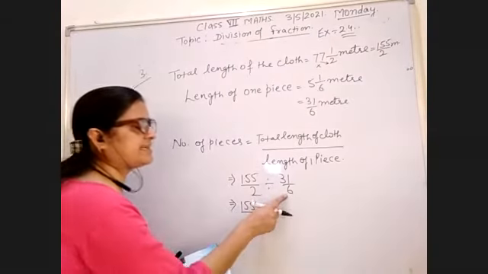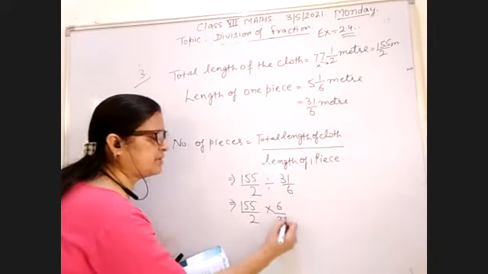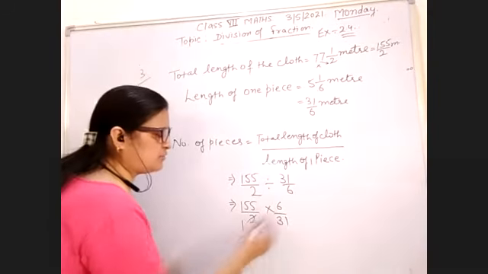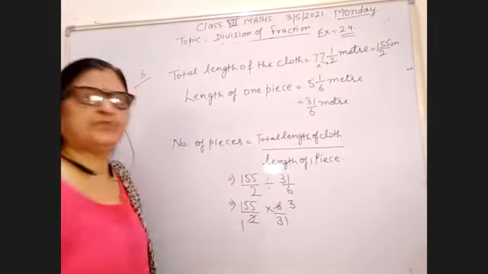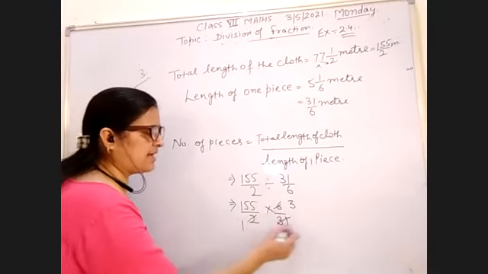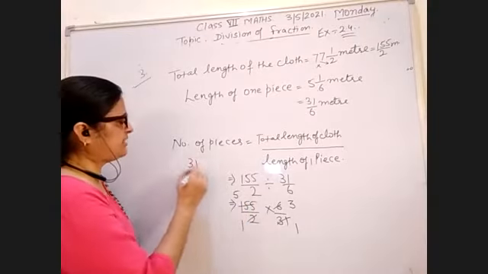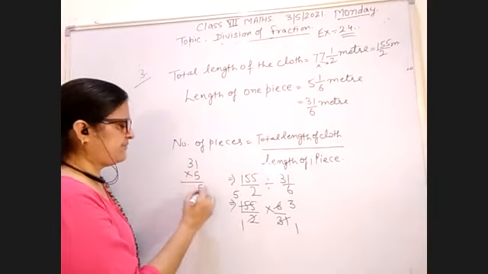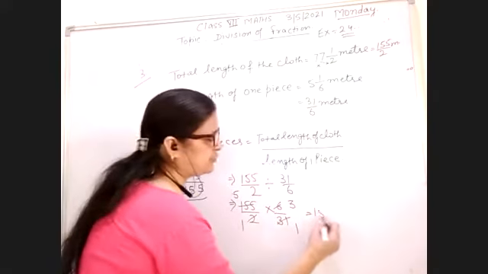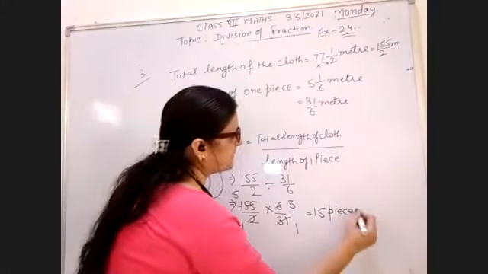When you take the reciprocal of 31/6, it is equal to 6/31. Now you have to cancel these. 2 ones are 2, 2 threes are 6, because 2 is a prime factor in 6 and 2, and 31 ones are 31, 31 fives. When you multiply 31 by 5, you will get 155. So how many pieces in total did you get? 5 threes are 15 pieces you will get.